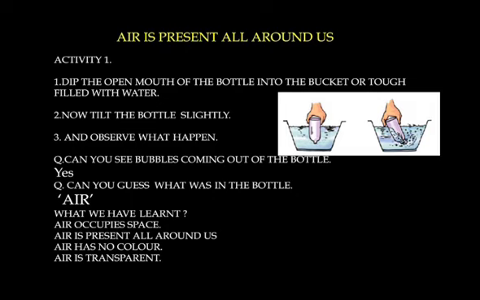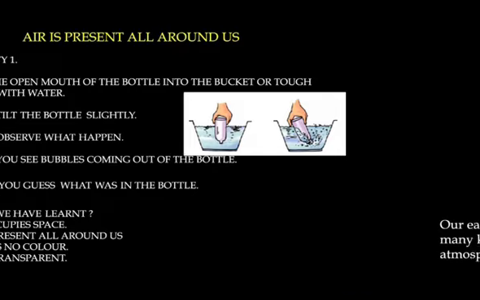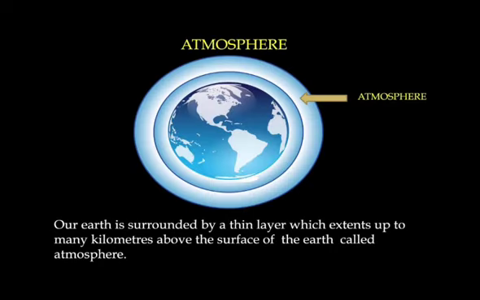Now what have we learned from this activity? Air occupies space. Air is present all around us. Air has no color and air is transparent. Now we are going to talk about atmosphere. Our earth is surrounded by air in the form of a thin layer, and this thin layer is basically called the atmosphere. The atmosphere extends up to several kilometers and the air becomes thinner and thinner as we go high up from the surface of the earth.